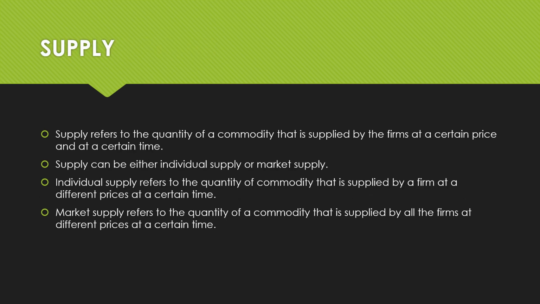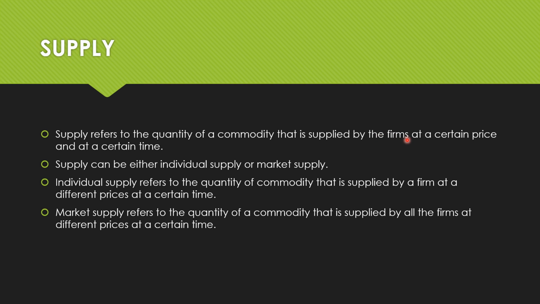Now let's understand what is supply. Supply refers to the quantity of a commodity that is supplied by the firms at a certain price and at a certain time. Supply can be either individual supply or market supply. Like how we saw what demand was: demand was the quantity that was demanded. In case of supply, supply is the quantity that is supplied. In case of demand, it is consumers who are demanding. In case of supply, it is the firms who are supplying.